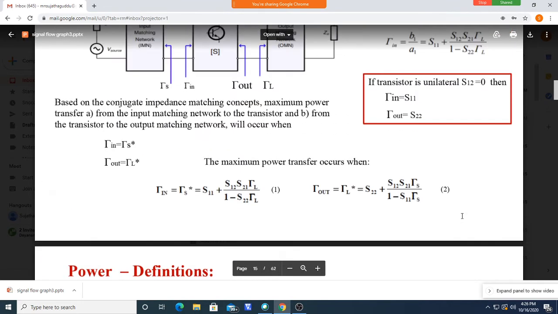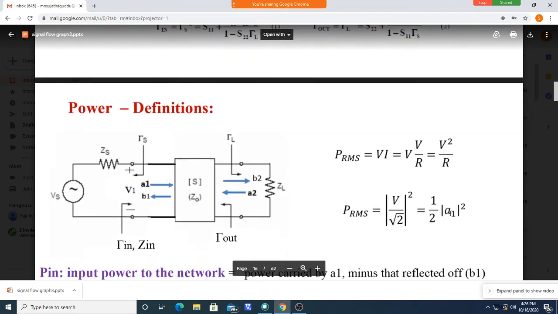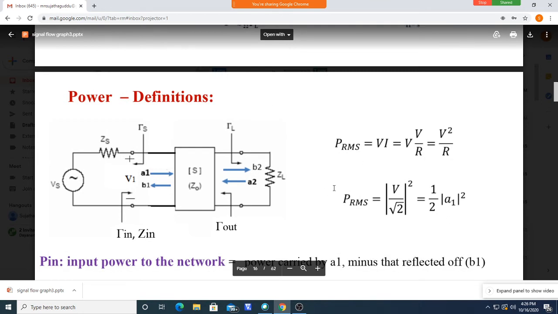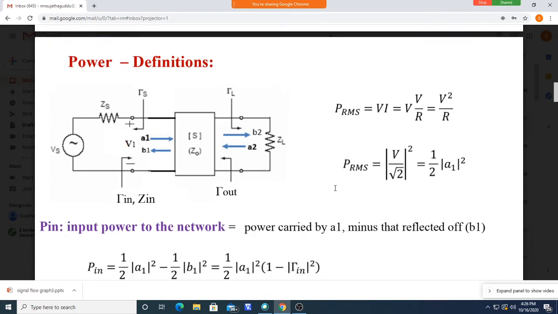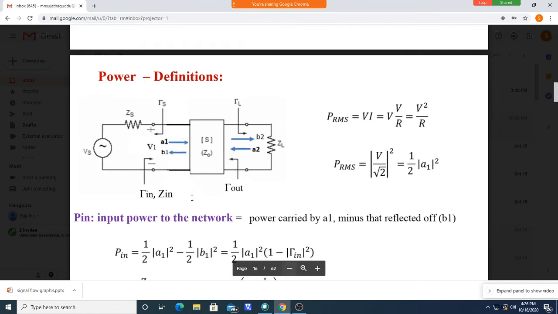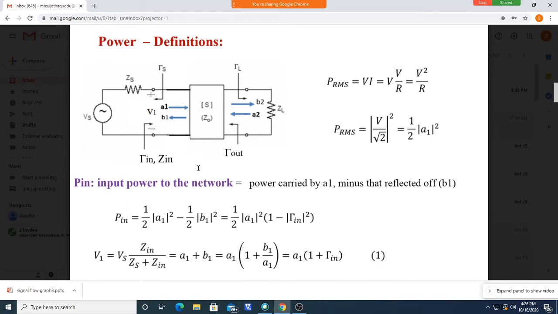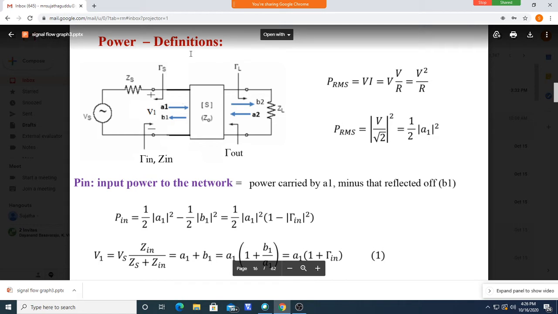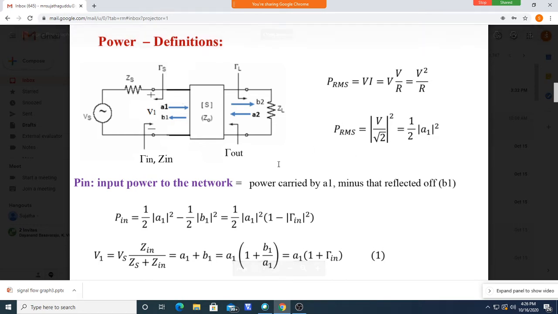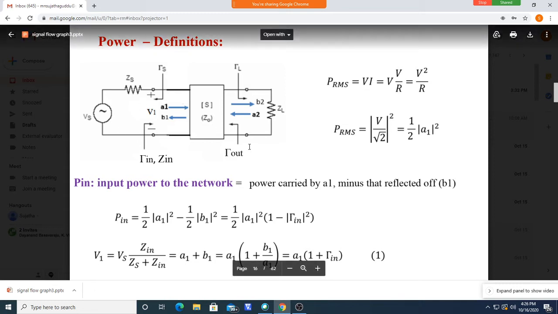Okay, so next, there are some definitions in this topic. That is power definitions, and gain definitions. Before going to the gain definitions, we will see power definitions. Because, as we saw in the earlier classes, at RF and microwave we are always measuring the power instead of the voltage. So that's why there are power definitions.